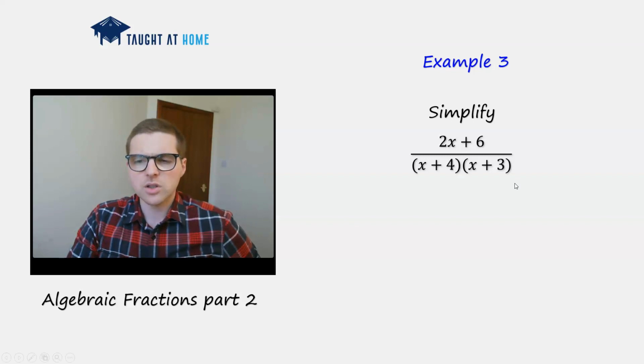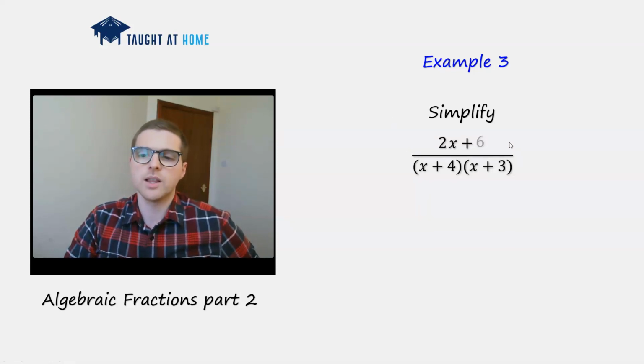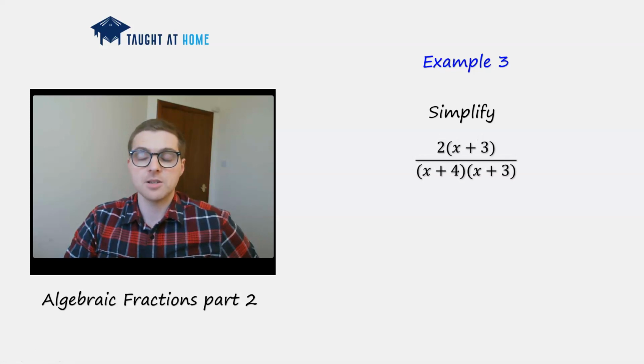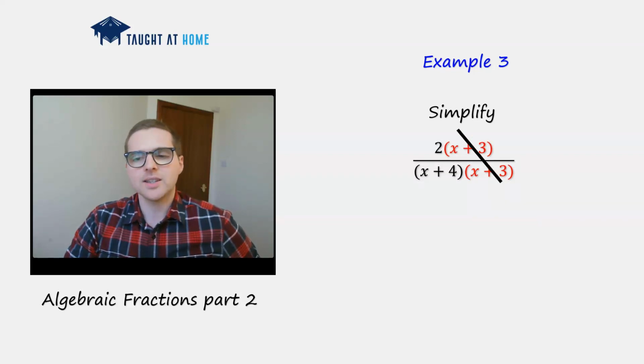And again, it doesn't look like we can cancel anything out, but if we go to factorise the numerator this time, what would you be left with? Well, if we factor out 2, because 2x and 6 are both multiples of 2, so we can factor out 2, and we're left with 2 times (x plus 3). And now we have x plus 3 in both numerator and denominator, and we can go ahead and cancel those out, and it leaves us with 2 over x plus 4.